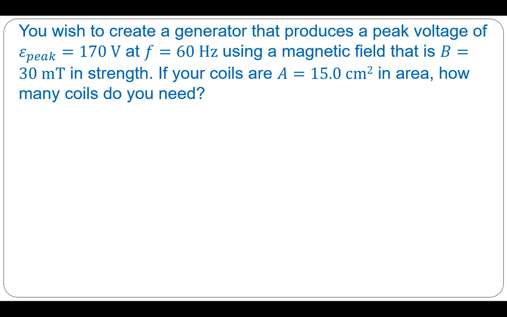I want to create a generator that produces a peak voltage of 170 volts at a frequency of 60 hertz using a magnetic field of 30 millitesla. My coils have an area of 15 centimeters squared. So we're looking for N. Now, probably a lot of you have this written down, but in case you don't, can somebody quote for me the equation we need to use? E equals omega N B A sine omega t.